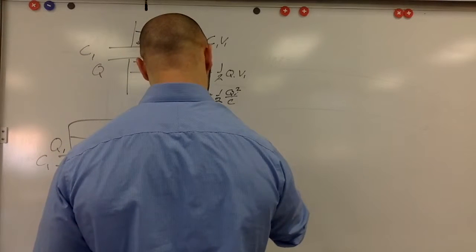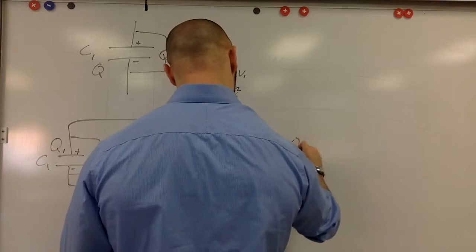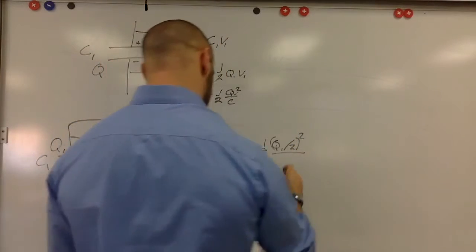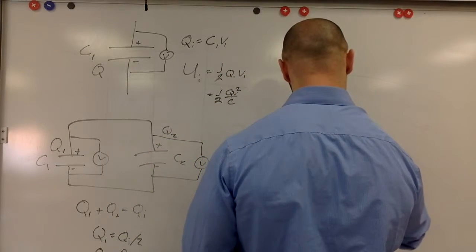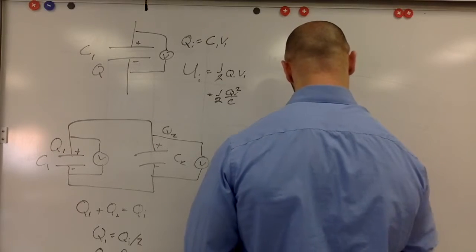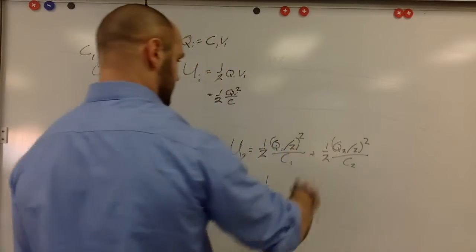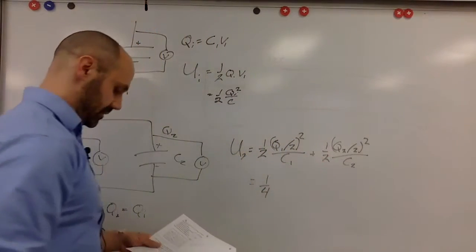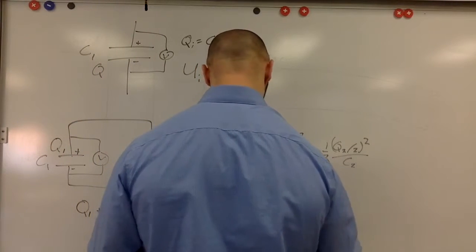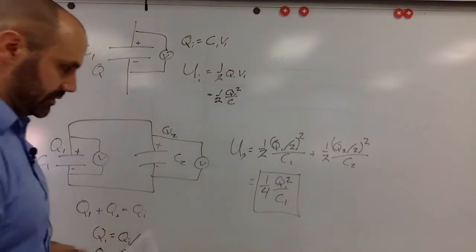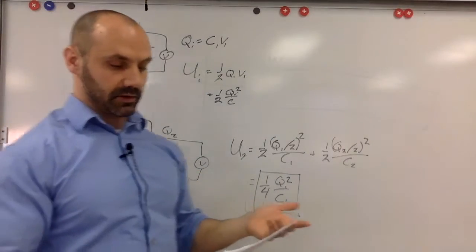So then U2 is going to be 1/2 Q1 over 2 squared over C1, plus 1/2 Q2 over 2 squared over C2. And when we simplify this, because Q is the same and C is the same also, we end up with 1/4 Q1 squared over C1. And that's the total energy here. Notice I had more total energy before. I lost some. So question B, where did the excess energy go?